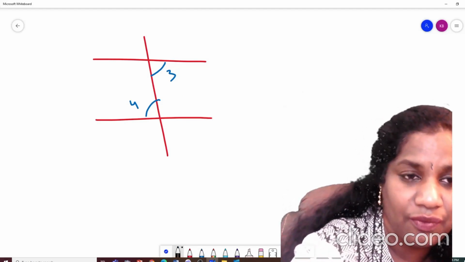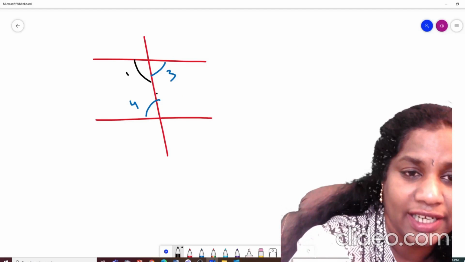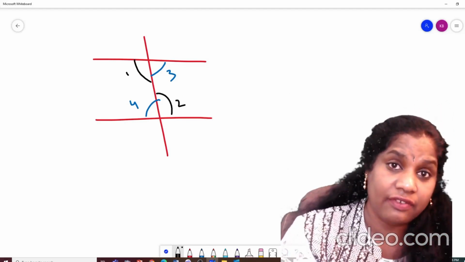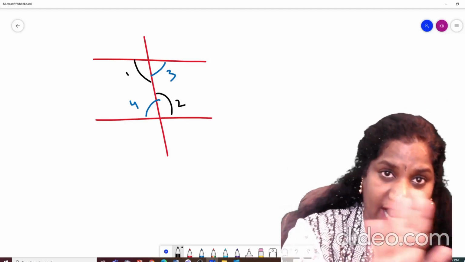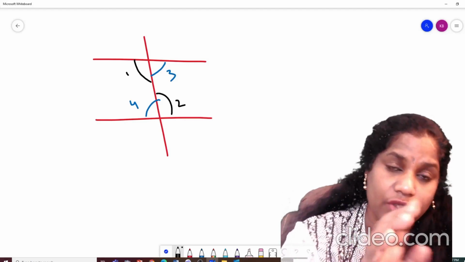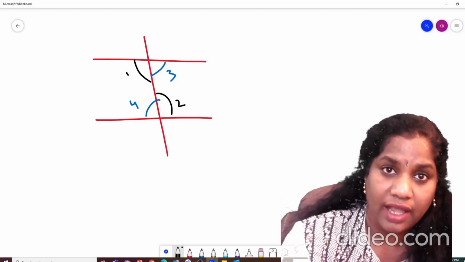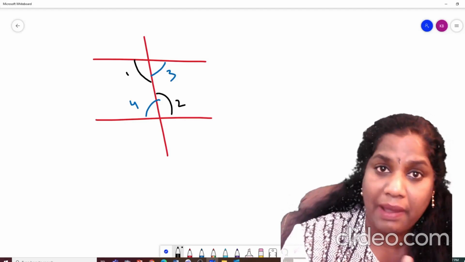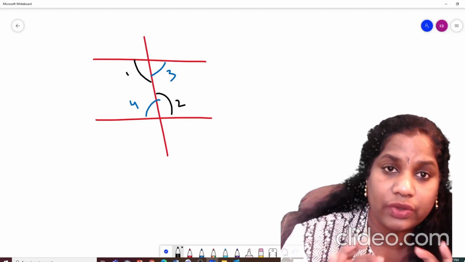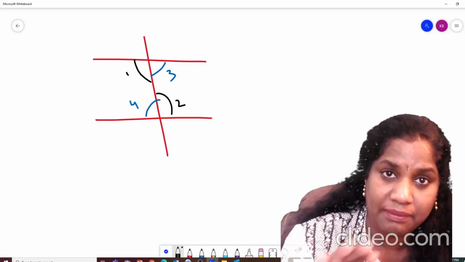Right? So 1 and 2 are alternate angles. 3 and 4 are alternate angles. I am not writing here because I want you to write it there. Okay. And another thing is, don't memorize. You have to relate to these by some examples.